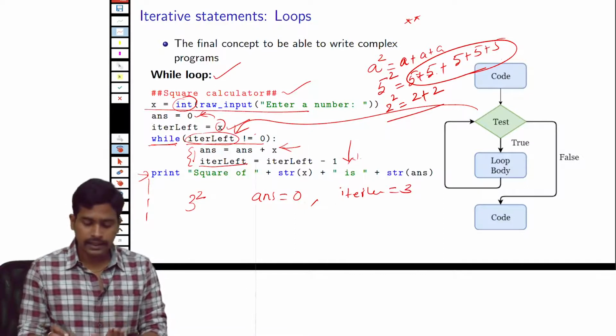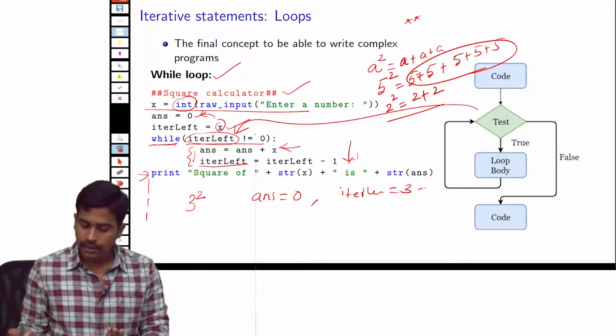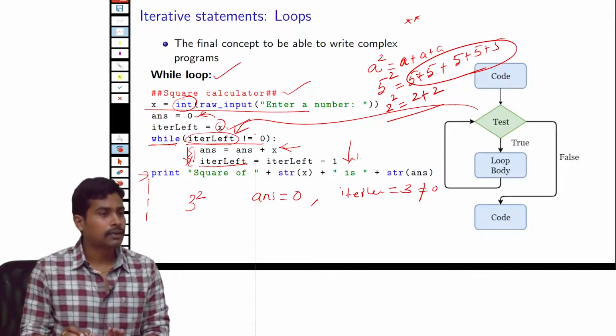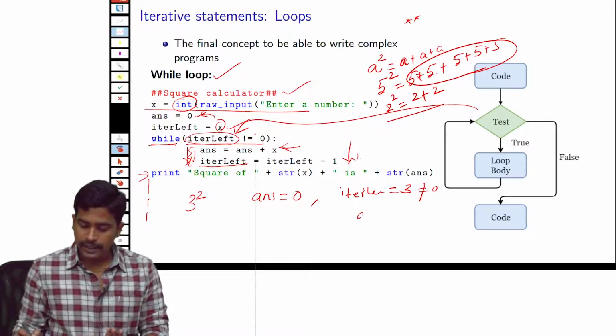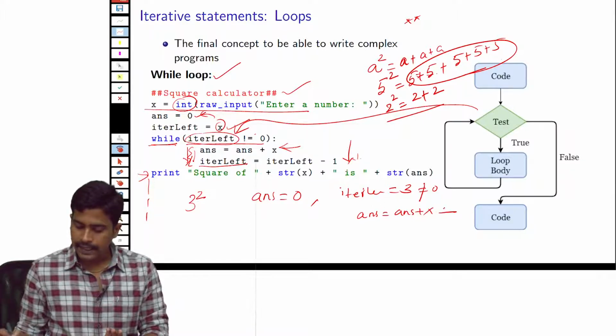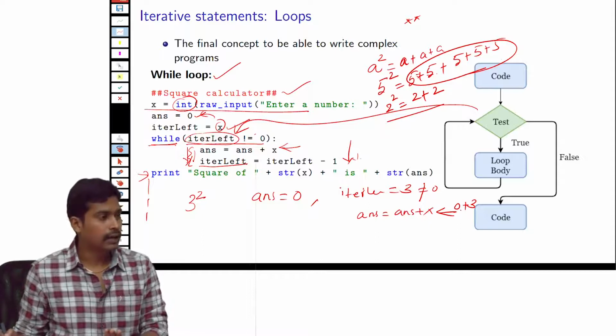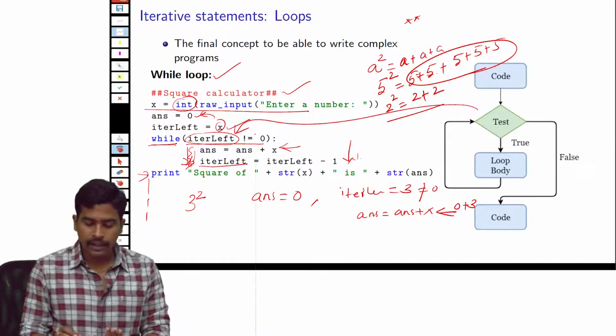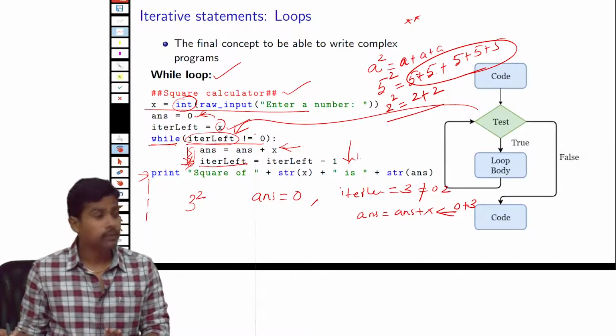During the first iteration, it will compare 3 to 0, and since 3 is not equal to 0, it will enter the while loop. Inside the while loop, it says answer equals answer plus x. So answer is assigned a value of 0 plus 3. Now the answer value is 3, and in the next statement we are reducing this value to 2.